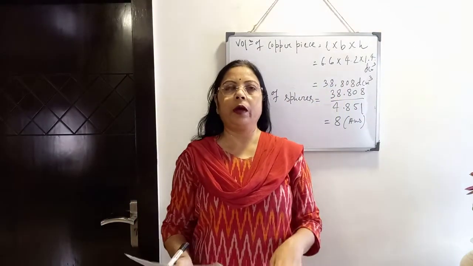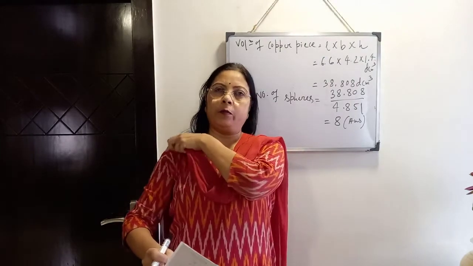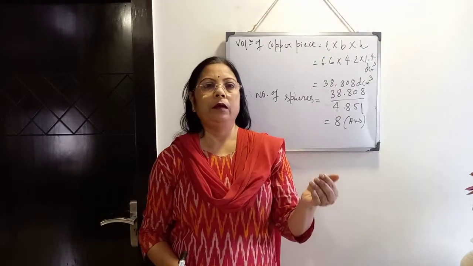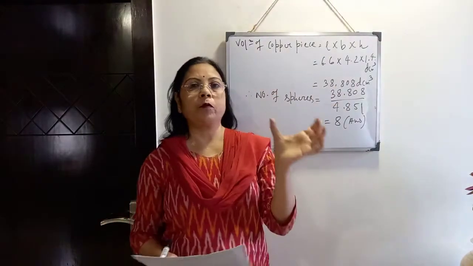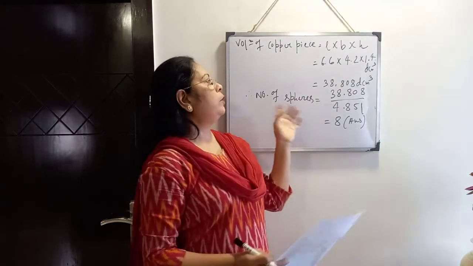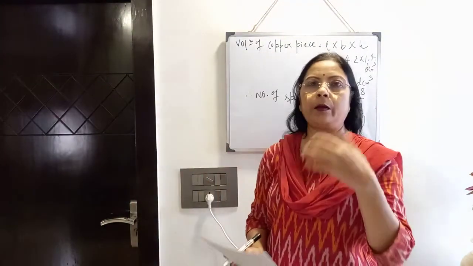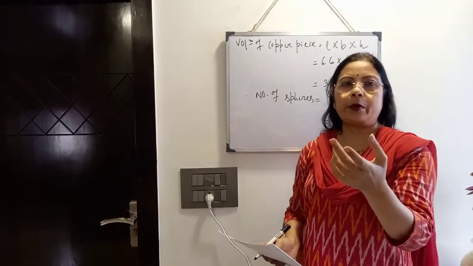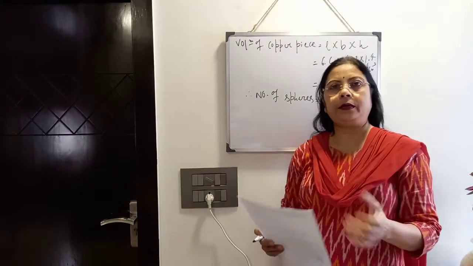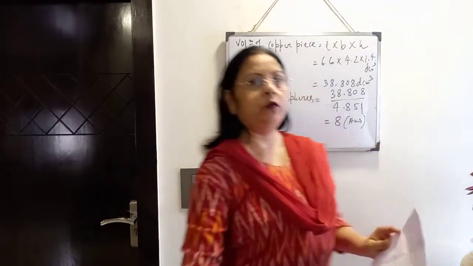Clear? So what we have done, we have calculated the volume of each sphere separately, then we have calculated the volume of the copper piece separately, then to calculate the number of spheres we have divided the volume of the copper piece by the volume of each sphere. Then I will go to the next one.